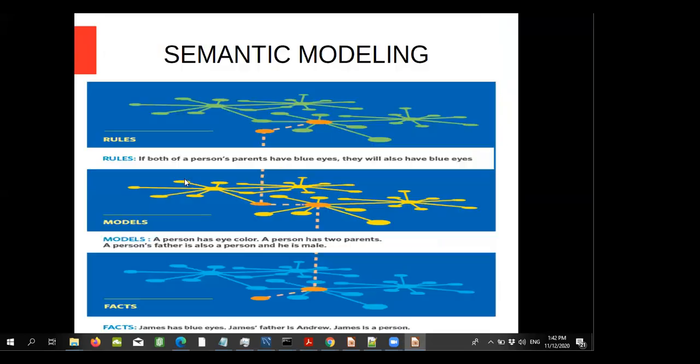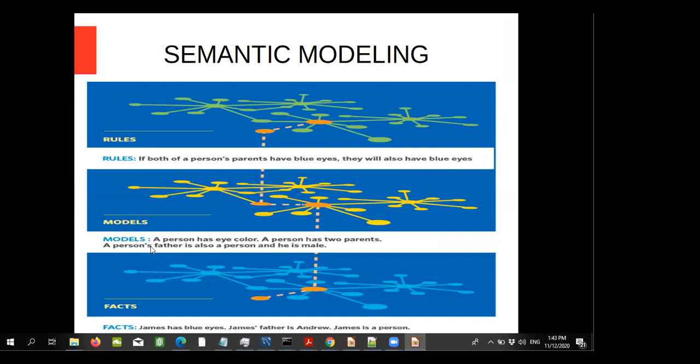It gets interesting. Let me tell you about semantic modeling. In semantic modeling, we can put rules so that algorithms can work on it. So look at an example of a rule: if both of a person's parents have blue eyes, they will also have blue eyes. So I will create the rule in subject, predicate, object using RDF and describe this rule.